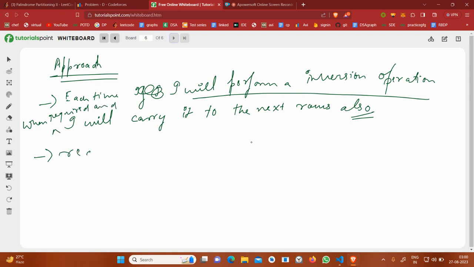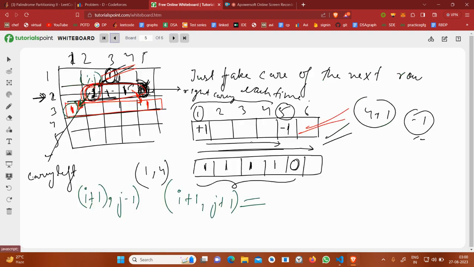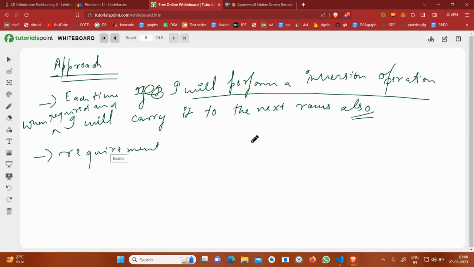And requirement, when the requirement is, now you should be able to feel why there is a requirement. Because if I am performing an operation on a cell, obviously the other cells below that, which lie in the impact of that cell, would get inverted. So how to check the requirement I have already discussed. If it is a 1 and till now I have performed an even number of operations, it would remain 1.